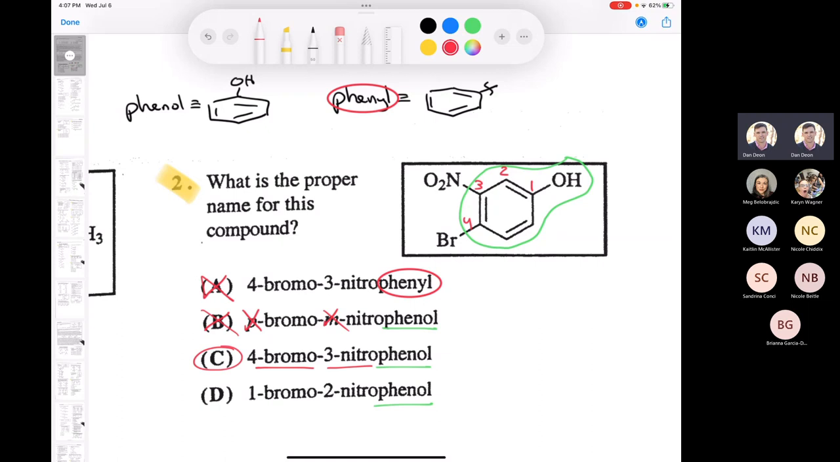And you can see what they did wrong in D is they called it some kind of one bromo nitro. So they didn't even count this as carbon number one, which is a big rule that is broken.